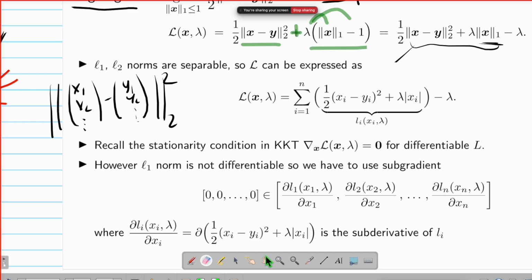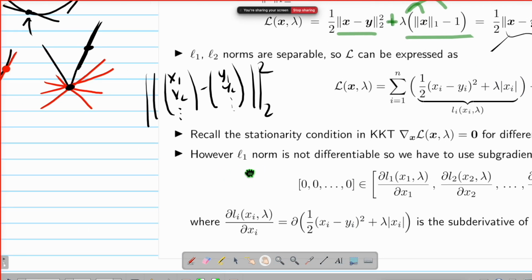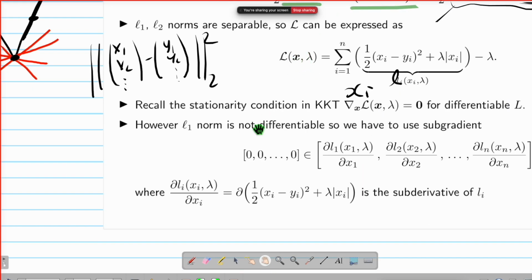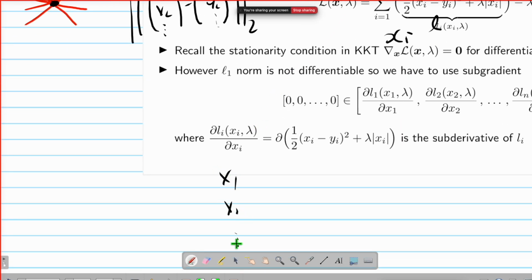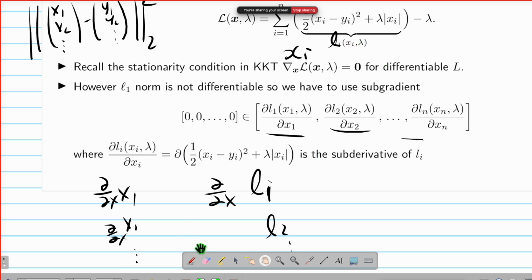Then what's next? I'm going to take the derivative of this guy. This one I can differentiate, no problem. But the absolute value, as I said, is not differentiable at 0, so I need the sub-differential. Anyway, I call this thing my small l. Then you notice that each small l has only one xi, so I can split all of them. My vector x is x1, x2, and so on. If I do the partial derivative, I just need to take the partial derivative of each Li: L1, L2, L3. That's why I have this term here. These are all the x, and then we also have the lambda, but I didn't write it here.